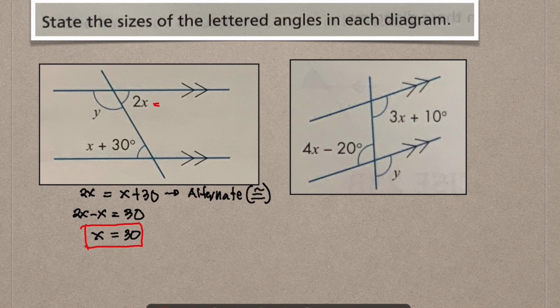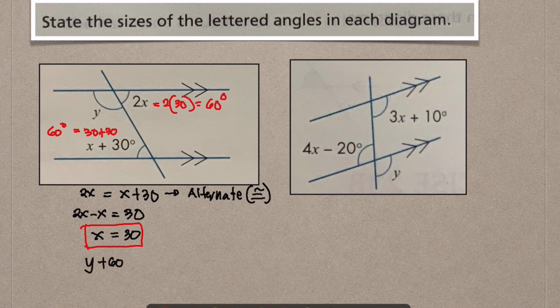And in that case, we are just going to substitute it there in the angles. 2 times 30, the value of x, is equal to 60 degrees. In other words, the degree of this angle is 60 degrees. Let's find out if they are congruent. The other one, 30 plus 30, is also equal to 60 degrees. Okay, now next one is how are we going to find out the value of y?